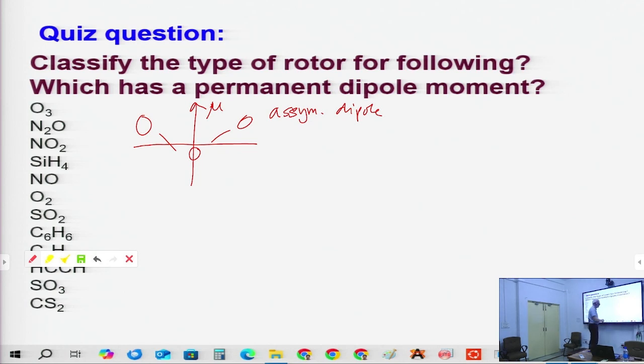N2O. Where are we? Gentleman with the beard there at the back. You can write this like that. Any ideas? I could be more explicit, but I'd tell you the answer is linear. So what sort of rotor is it? Linear, right? Does it have a dipole?